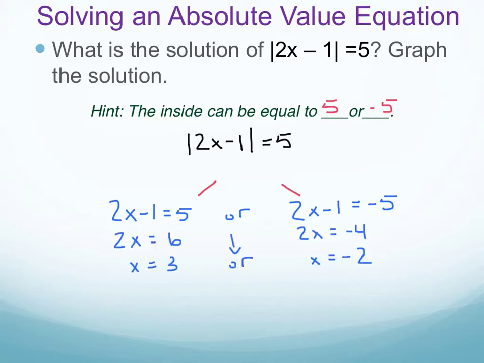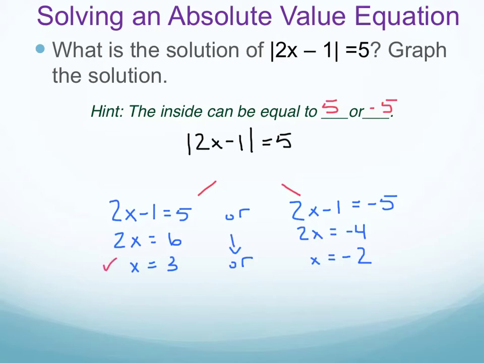Now, of course, just like any equation, once you have x solved for, you want to go ahead and plug it in to check your work. So x equals 3, let's plug that in. 2 times 3 is 6. 6 minus 1 is 5. The absolute value of 5 is 5. So this one is going to work.